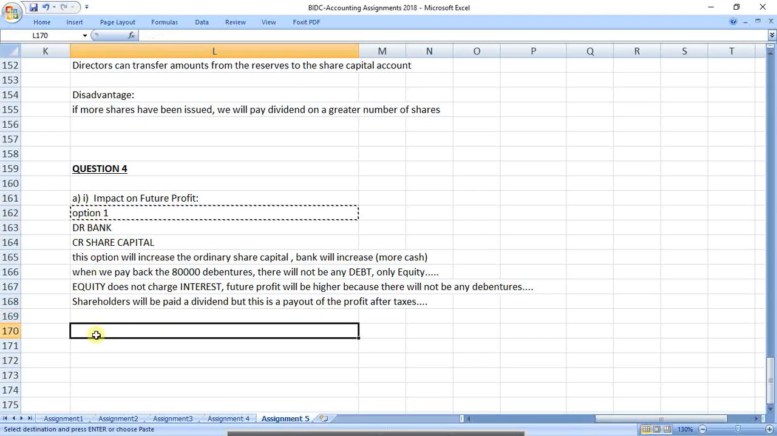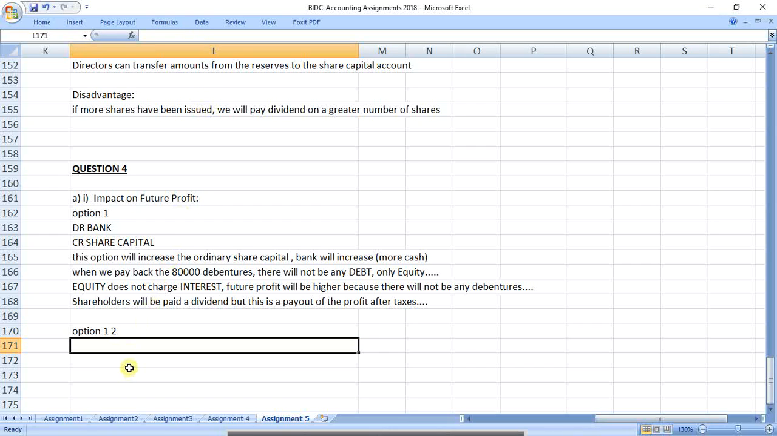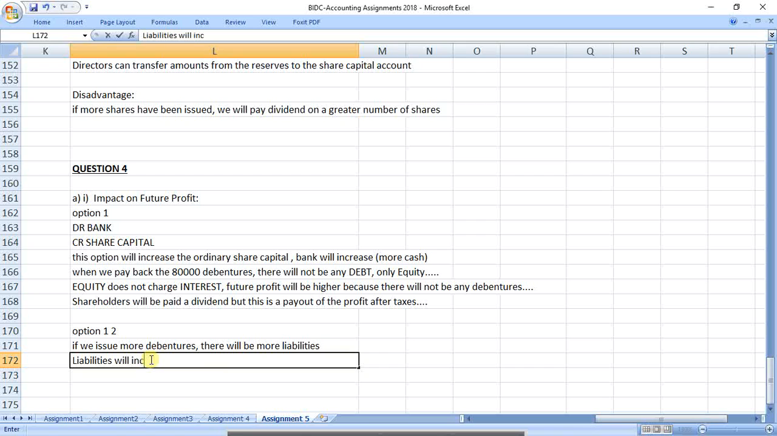Let's put a heading option 2. Issue a further debenture of 80,000. Yeah, so that's obviously going to reduce future profits. It's the opposite. Okay, so all we need to say there is if we issue more debentures, comma, there will be more liabilities. Liabilities will incur interest. More debentures means more interest.